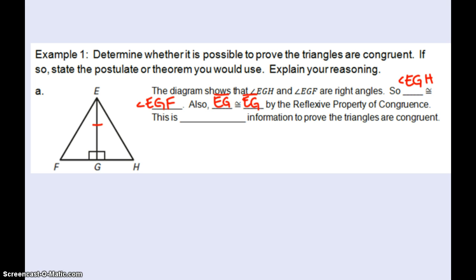Alright, so this currently is not enough information to prove it, okay? Right now, all I have is one pair of congruent angles and one pair of congruent sides. I either need another side or another angle, and I don't have that. So this would be not enough information.